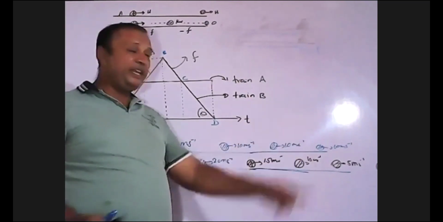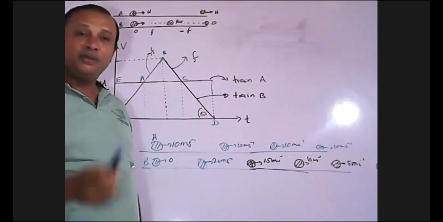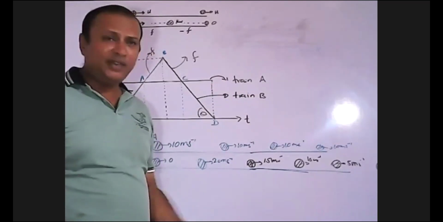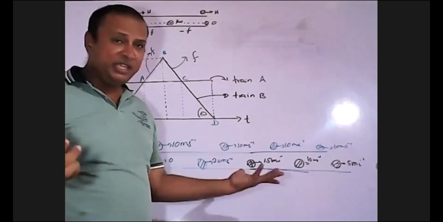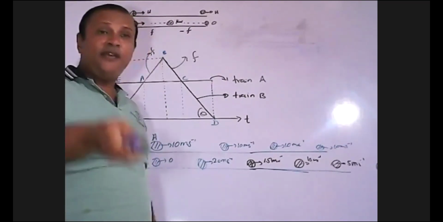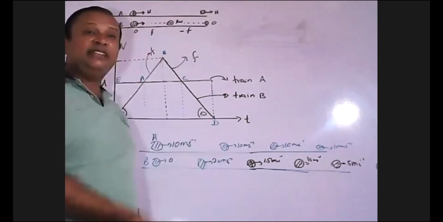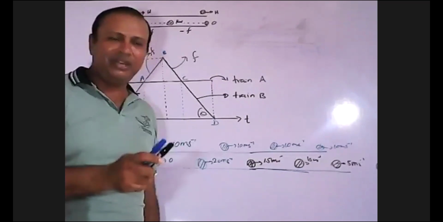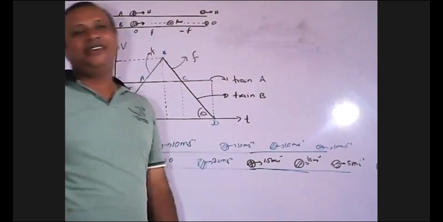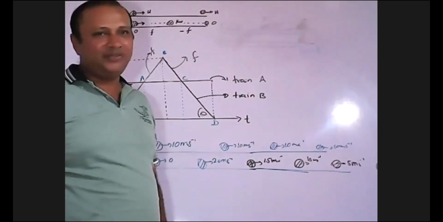If you want to overtake any vehicle, the speed of your vehicle should be greater than the other vehicle. Otherwise, you cannot overtake. Therefore, if train B needs to overtake train A, definitely the speed of train B should be greater than train A. Otherwise, it cannot overtake train A.